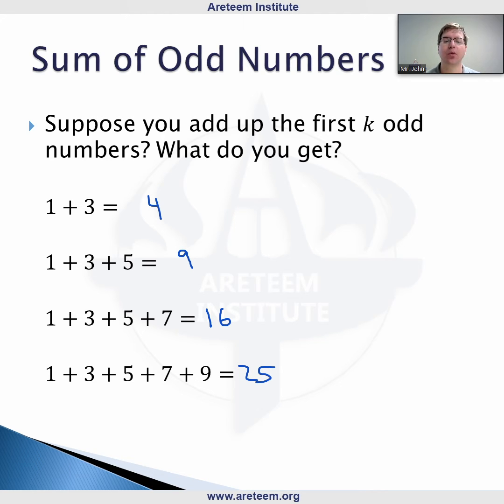Now, some of you probably are already seeing the pattern in this case, but let's see if we notice anything special about all of our numbers. Well, we actually have 2 squared, then we have 9, which is 3 squared, 16 is 4 squared, and 25 is 5 squared. So a lot of math is looking for patterns like this, and then you can turn those patterns into guesses.